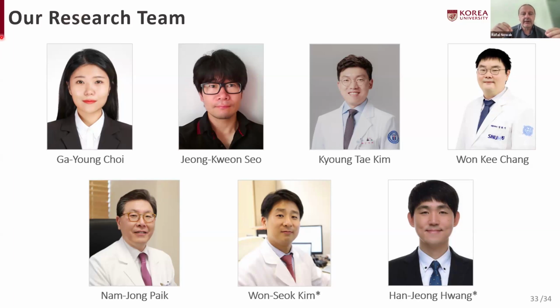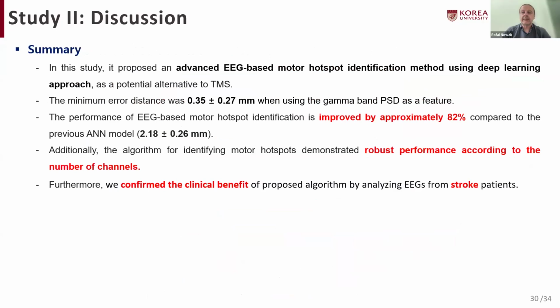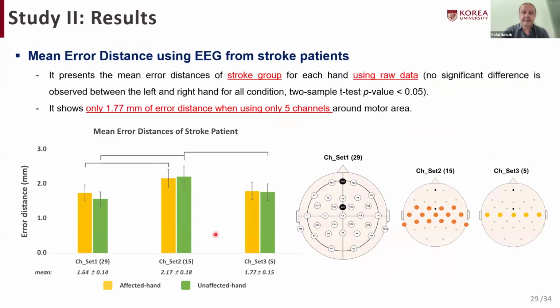If you can summarize, how many channels of EEG would we need to get a reliable localization of the motor hotspot in terms of normal subjects and in strokes? What would be the minimal number? The minimal number, based on our result, is 5 channels around the motor cortex, because you can see here, it shows around 2 millimeters error distance even when we use 5 channels around the motor cortex.